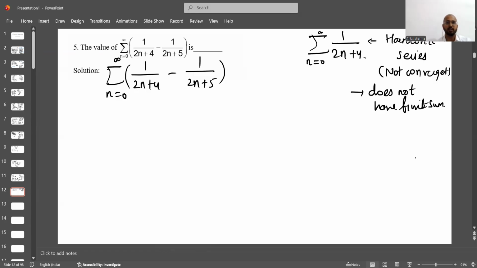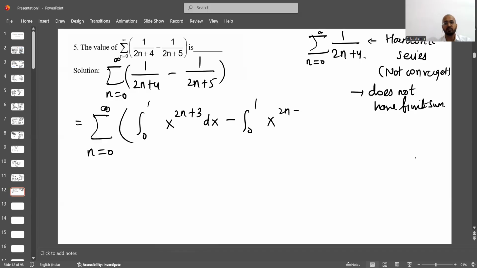So sigma n is equal to 0 to infinity, 1 over 2n plus 4. So we will take help from the integration. So I'll be writing n is equal to 0 to infinity. This 1 over 2n plus 4 can be written as integration 0 to 1 of x to the power 2n plus 3 basically. Because if you integrate this thing, you get 1 over 2n plus 4 in the denominator. The same thing I can do here. So I can write down again 0 to 1, x to the power 2n plus 4 dx.